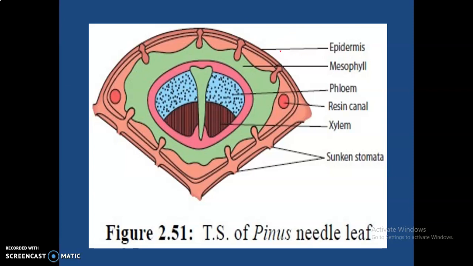Outside is the epidermis. Below the epidermis there is the sclerenchymatous hypodermis. These are the sunken stomata. After the sclerenchymatous hypodermis comes the cortical region, and in the cortical region the cells show infolding, like that in mitochondria. In the center there are large vascular bundles present in a triangular shape in the trifoliar leaves.